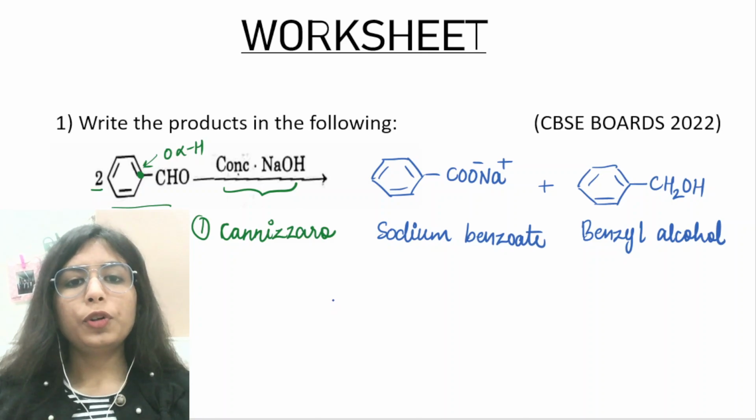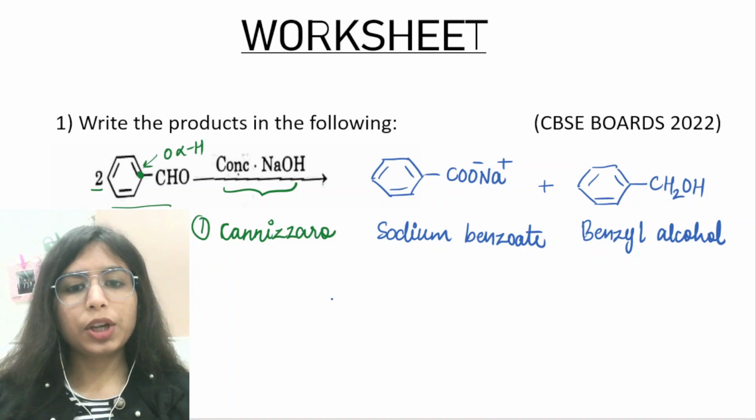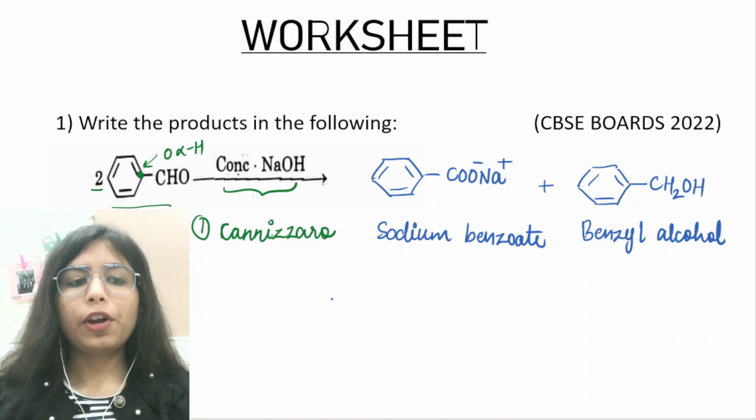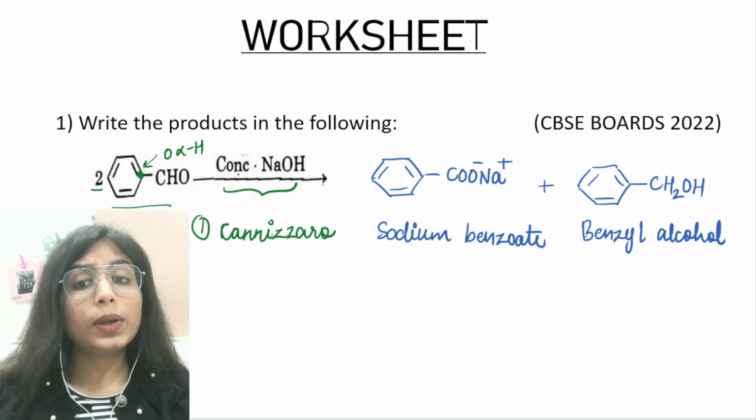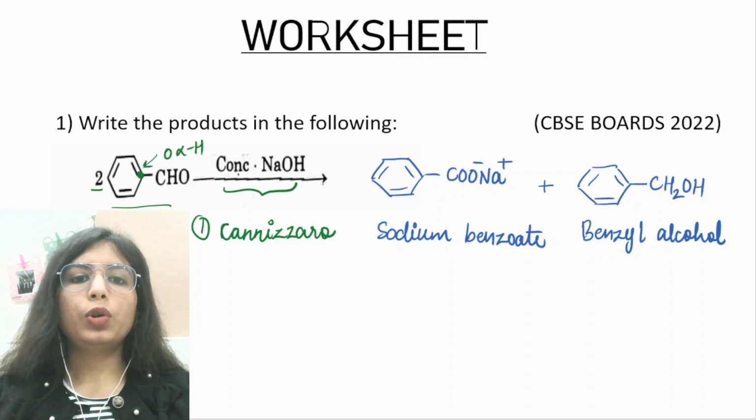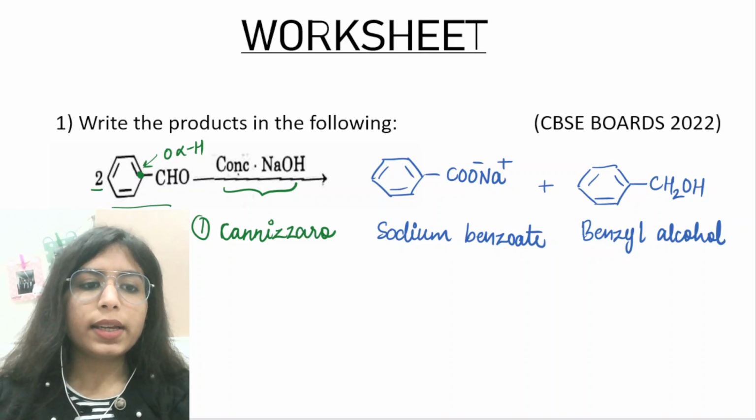So I hope you would be able to understand how we are proceeding with the Cannizzaro reaction. First you need to identify what kind of reaction is going to take place, and afterwards once you have identified, you need to write the products, right? So you can see how simple a CBSE board question is in the exams. So it is directly taken out from your NCERT.